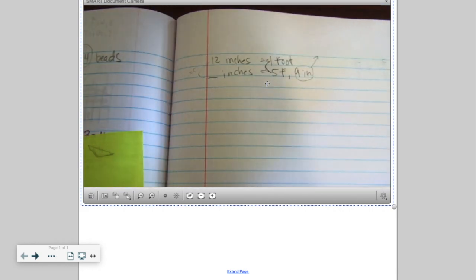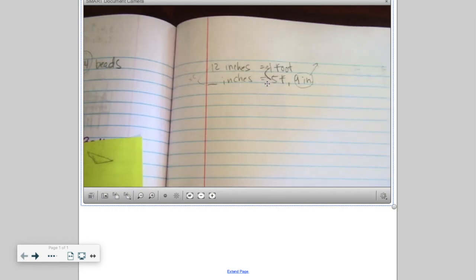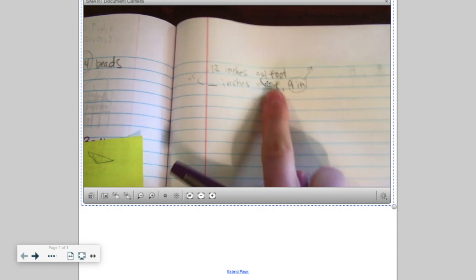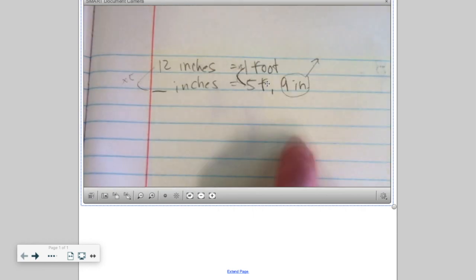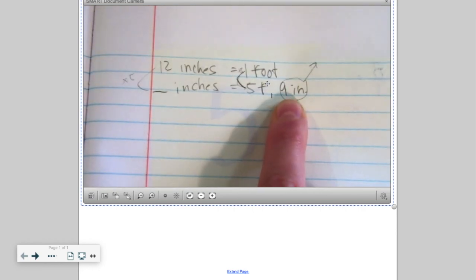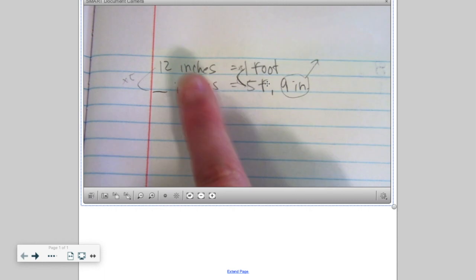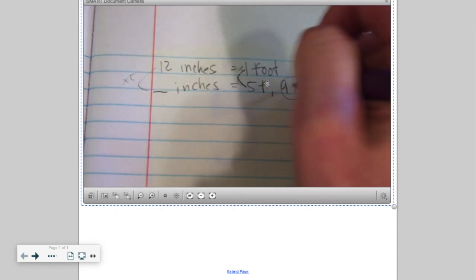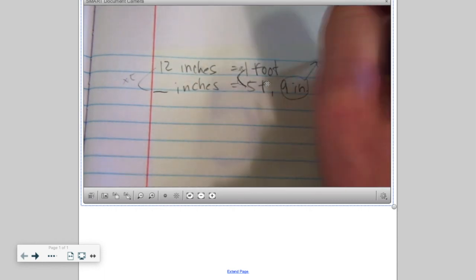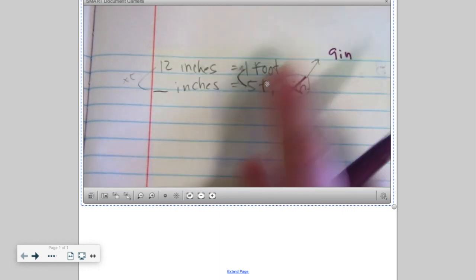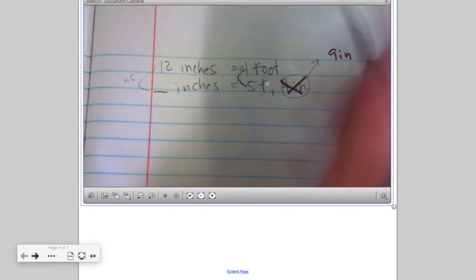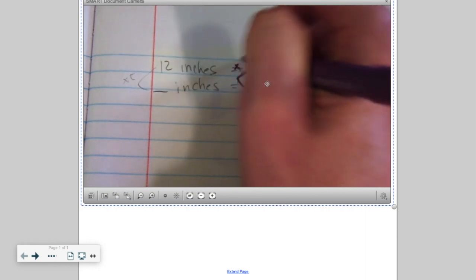12 inches is in 1 foot, and I need to know how many inches tall someone who's 5 feet 9 inches would be. So what I want to do is look at my straight conversion, because I know inches are going to be more than feet. I need to know how many inches tall. So I'm going to take this 9 inches and put it over here, and take it away from this conversion. So I know to go from 1 foot to 5 feet, that's times 5.